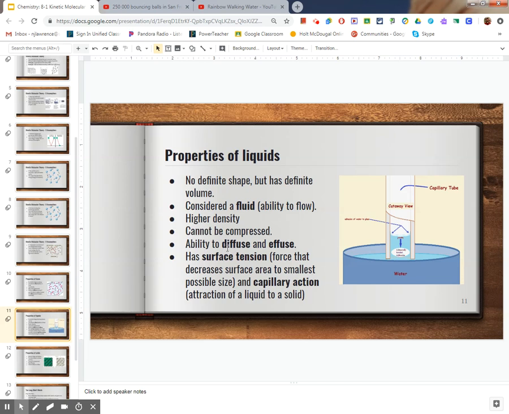Now, honestly, we could compress them a little bit if we had the right tools and technique, but to our naked eye, they cannot be compressed. We see liquids do have the ability to diffuse and effuse. So if I pour out a gallon of milk, the milk is going to come from that small opening all over my kitchen table. At the same time, I can suck it up with a vacuum cleaner. I can take it back off the table and it can go through a small tube. I could use a straw and liquids are able to effuse. We see that they have surface tension. Again, this is because the intermolecular forces are a little bit stronger at the surface, especially compared to the size of their molecules. And then also we see that they have this concept called capillary action.